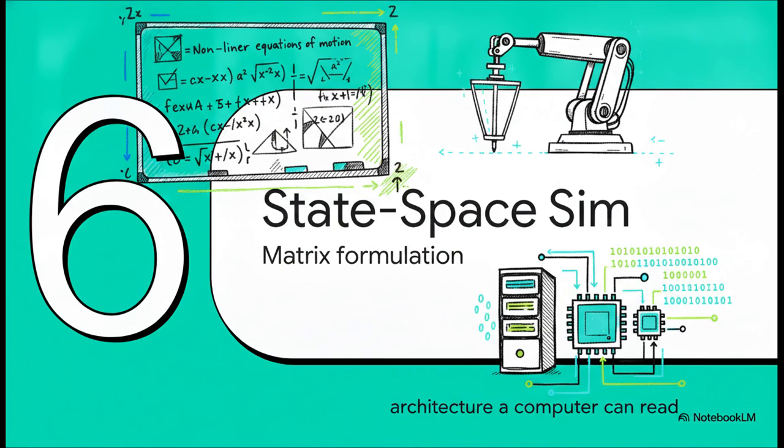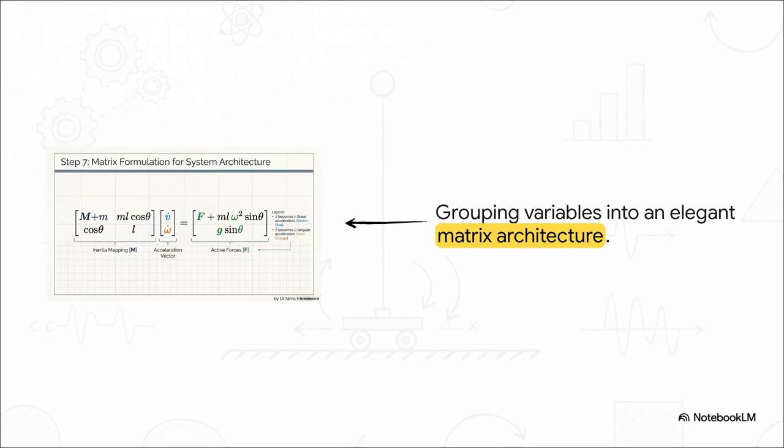Section 6, matrices and state space simulation. Now, we've successfully derived our equations, but by grouping our variables, we can actually stack those two equations into an incredibly elegant matrix architecture. This instantly separates the system into logical, bite-sized blocks. We have the inertia mapping matrix, representing the mass and the geometry. Then our highest derivatives, so linear and angular acceleration. And finally, on the other side of the equal sign, we isolate the active forces. That includes our control input, F, and the effect of gravity constantly pulling on that pendulum.